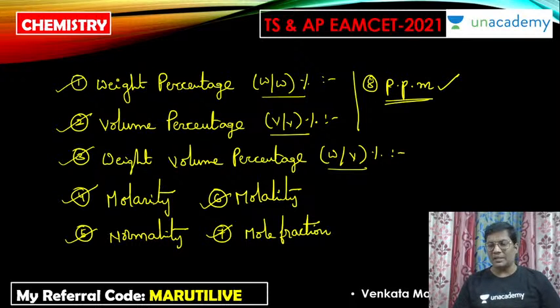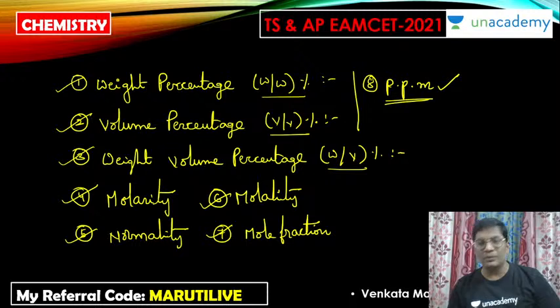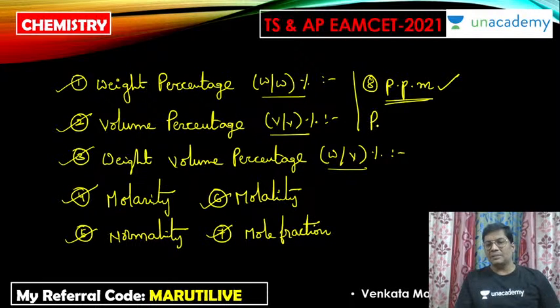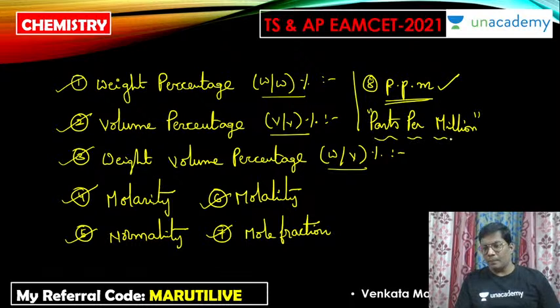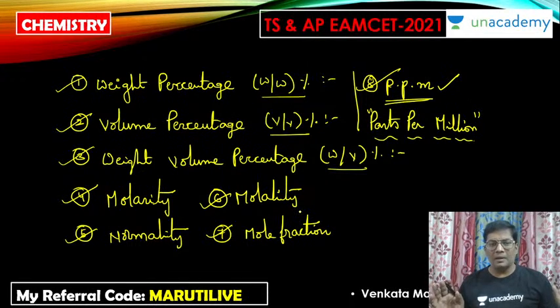Very good, Shivkumar, very nice. ppm means parts per million. So these eight are the important methods of concentration to calculate the concentration of a given solution. That's all. Is it clear? Let us discuss one by one. Of course, weight percentage, volume percentage, and weight-volume percentage are different.